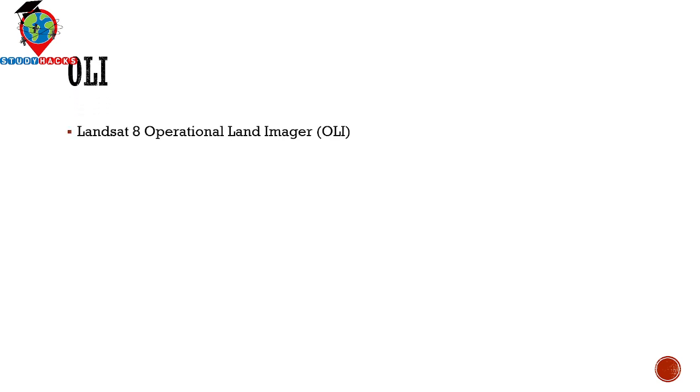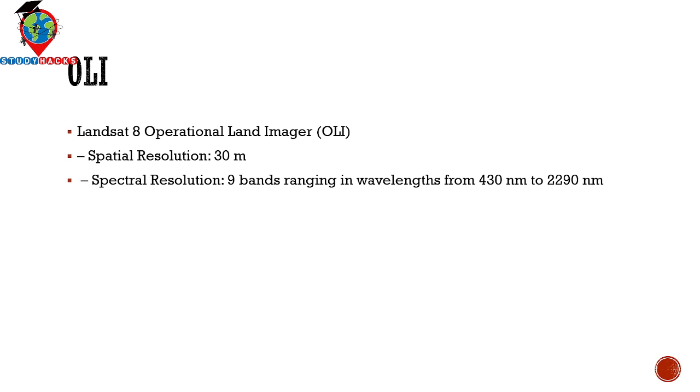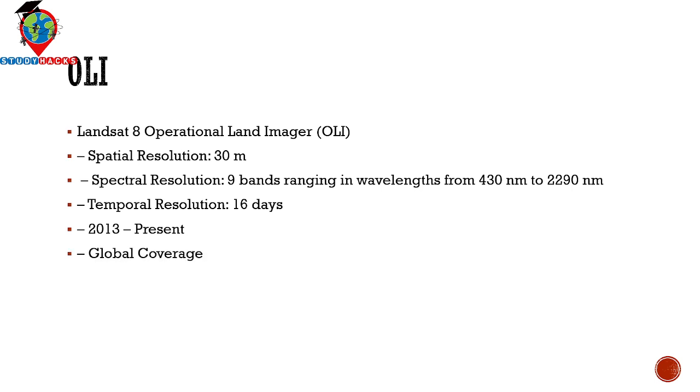So OLI is the Operational Land Imager for Landsat 8. The spatial resolution is 30 meters. The spectral resolution is 9 bands, with wavelengths ranging from 430 nanometers to 2290 nanometers. The temporal resolution for OLI, Landsat 8, is 16 days, and it's available from 2013 to the present time. It has global coverage, so we can easily get the dataset globally.